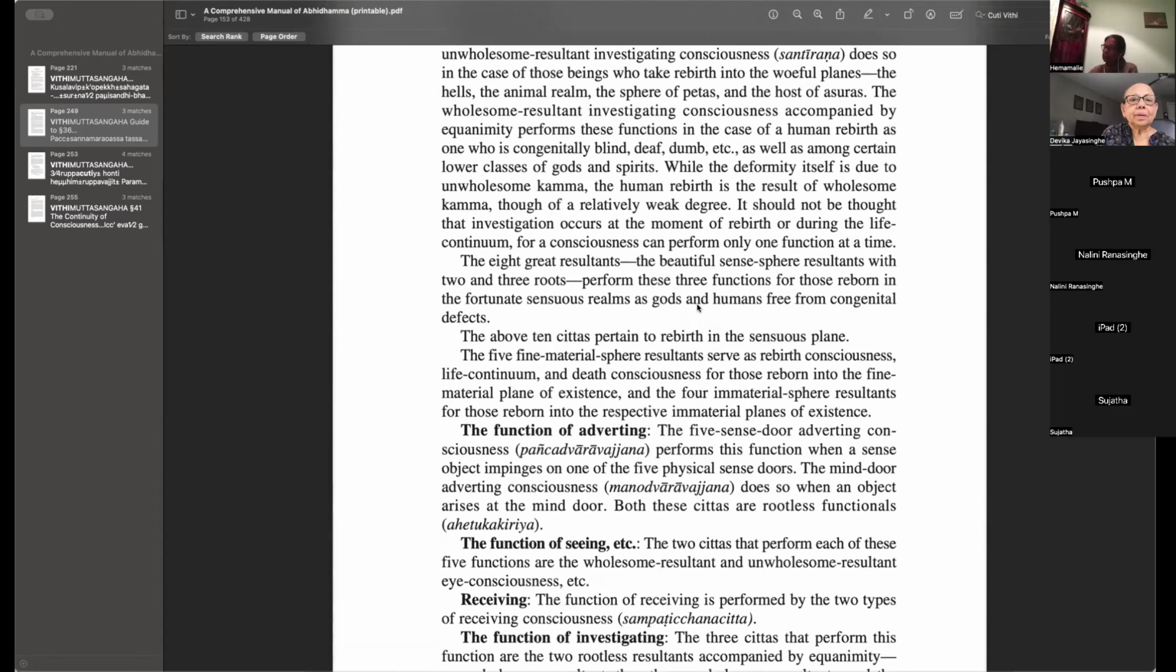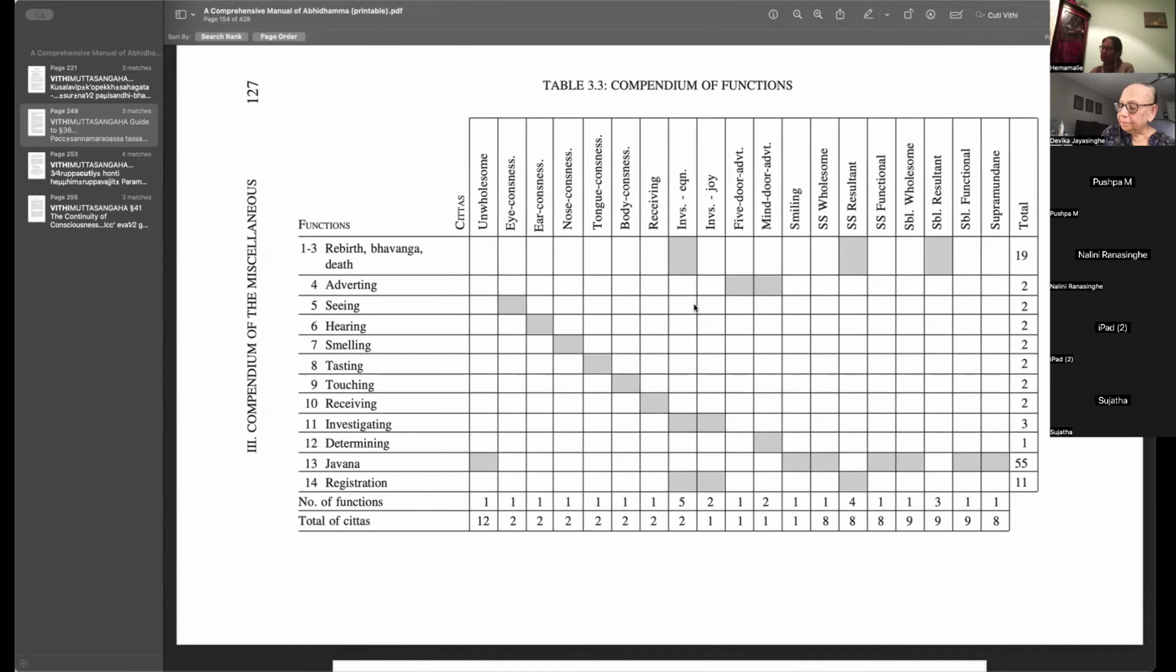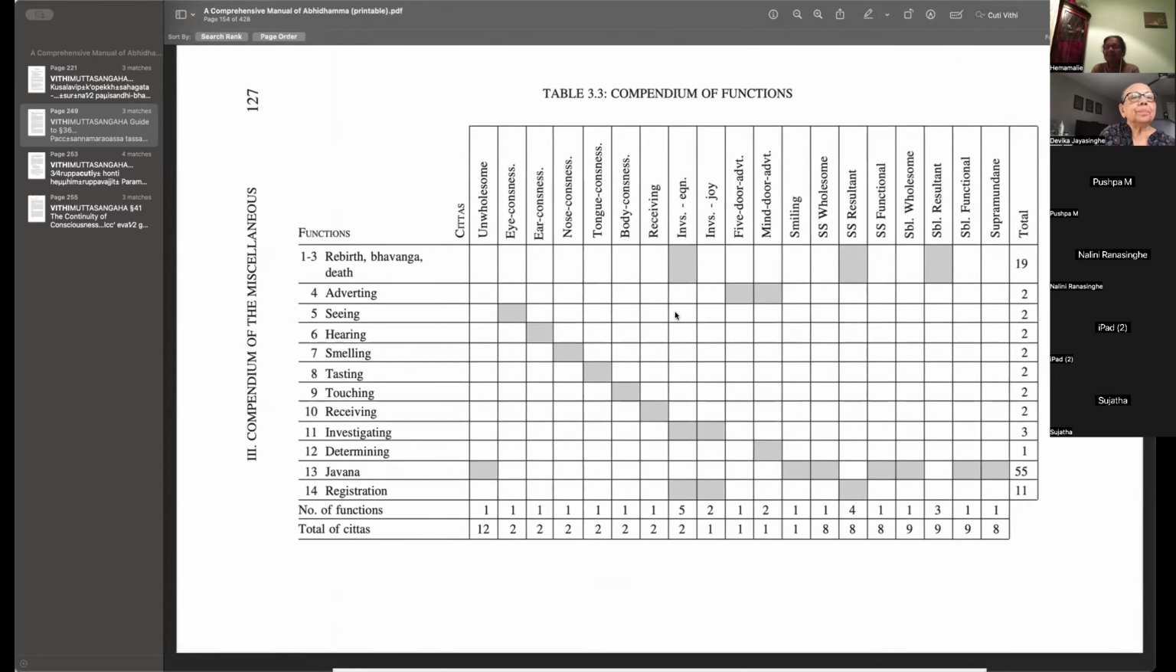To the ones who are confused, I can explain a bit more. Let's look at the chart.